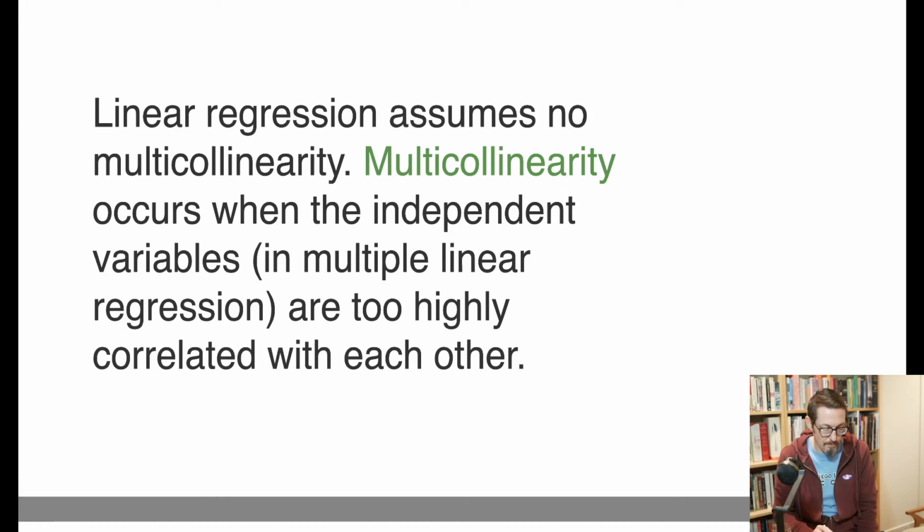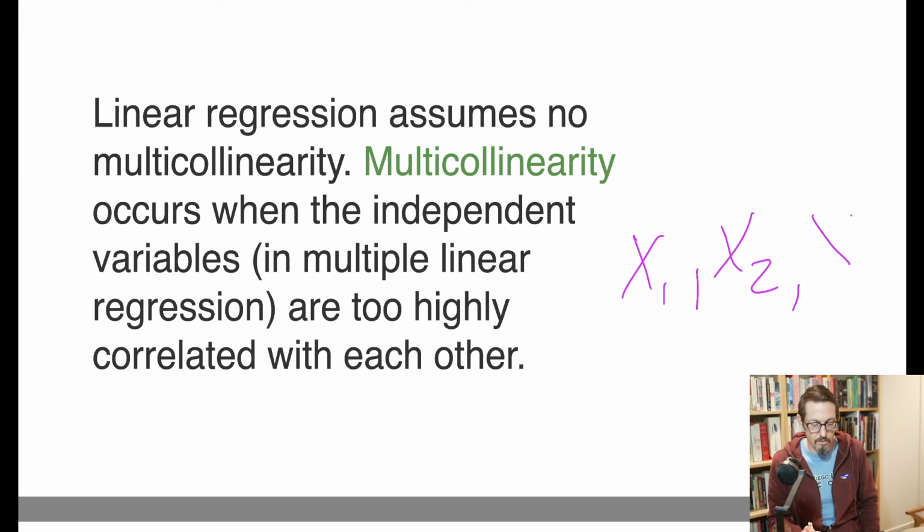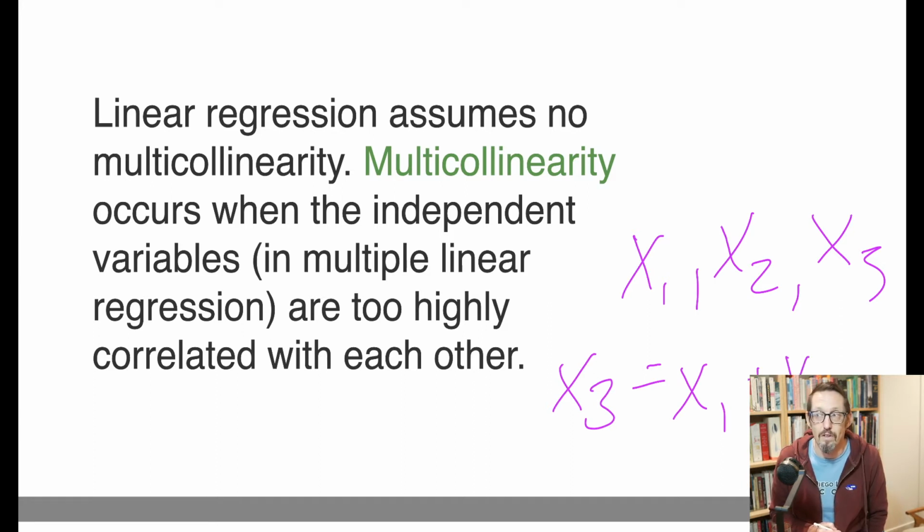Okay, we assume no multicollinearity. This happens when independent variables are too correlated with each other. Basically, if you have, say, 3 different inputs, and one of them, x3, is actually just x1 plus x2, then linear regression is going to fail, fail, fail. Okay?